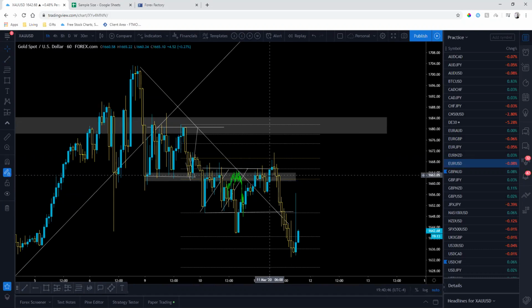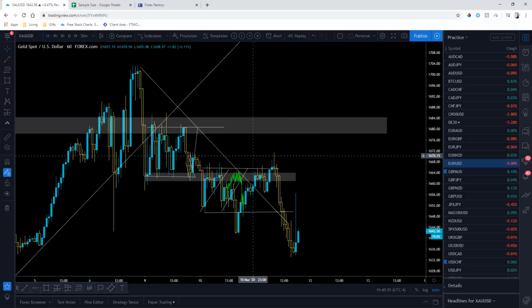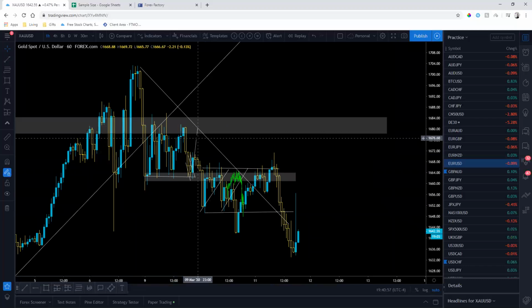So gold came up to the zone and dropped. I hope someone caught that. It didn't come up like we wanted it to. And let me delete this so we can see this before I delete everything. I'm gonna remark it up.